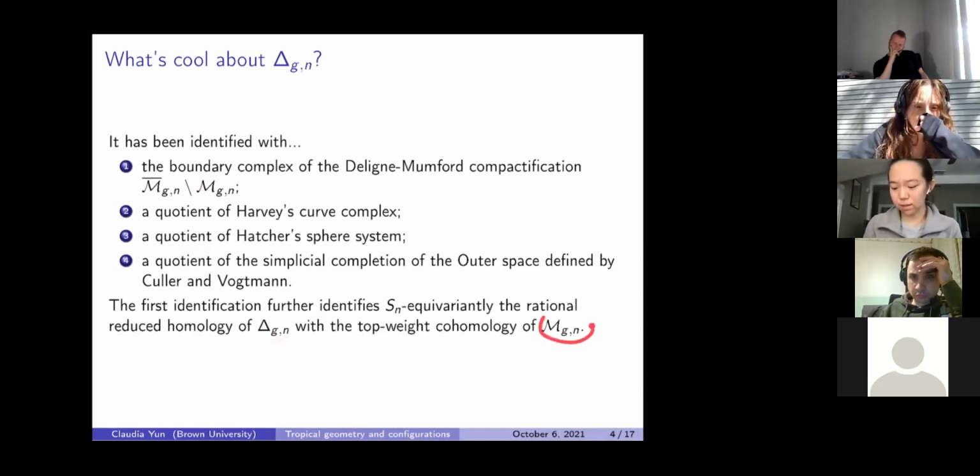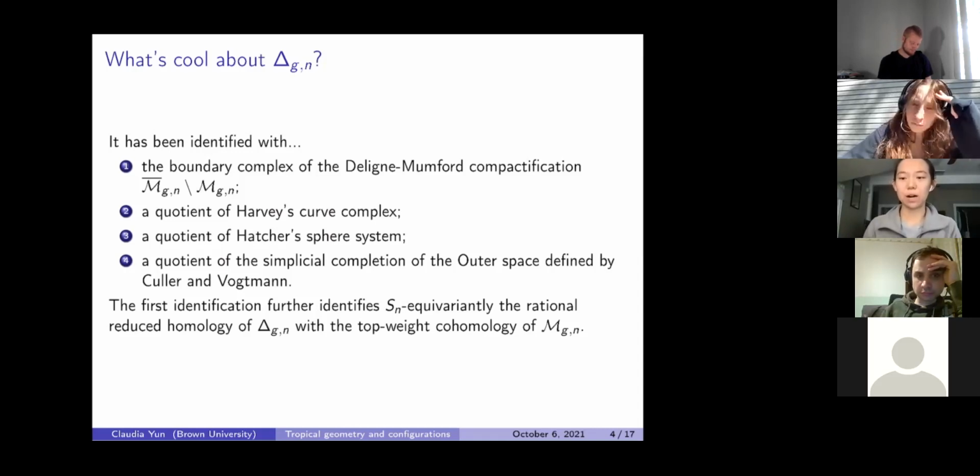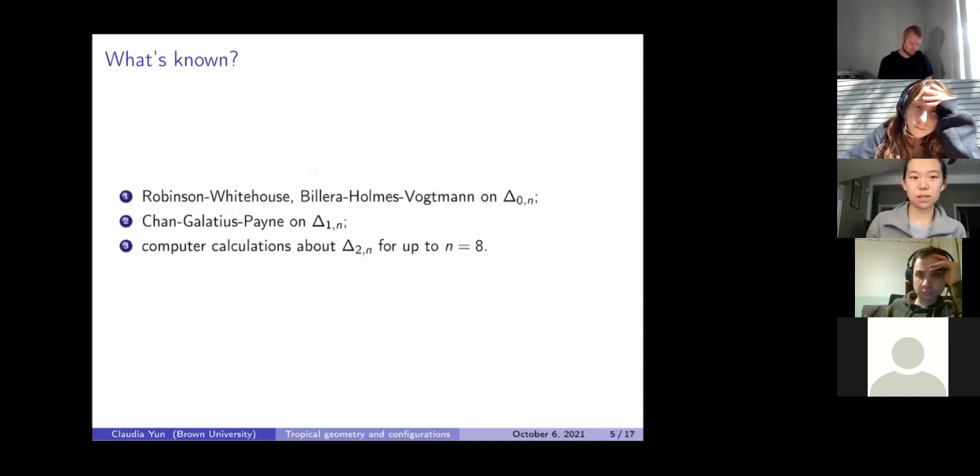And M_g,n is a very fundamental object in algebraic geometry, but little is known about its topology. It's highly complicated. But by identifying it through this tropical space, new discoveries have been made for M_g,n. And so people have been pretty excited to look at this tropical space delta g,n. And that's also how I got into studying this space. And what do we already know about delta g,n?